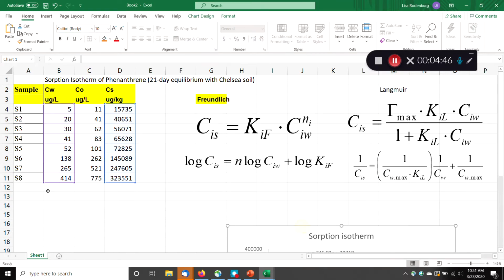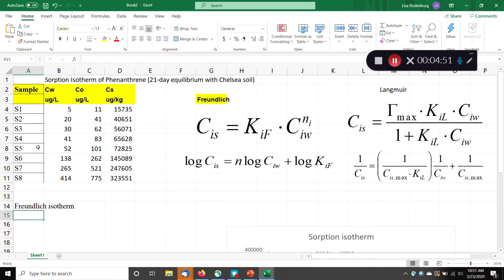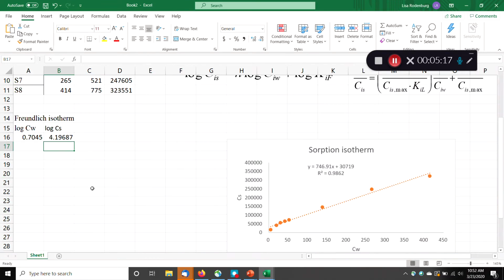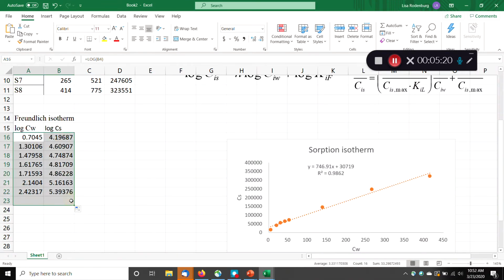So let's try linearizing this using a Freundlich isotherm. So we would have log CW and log CS. Let's take the log of both sides. There's log of CW, there's log of CS. Okay, and then we can plot this.